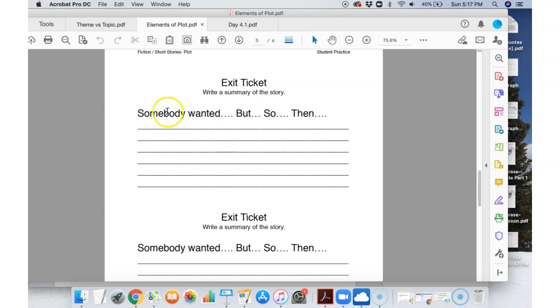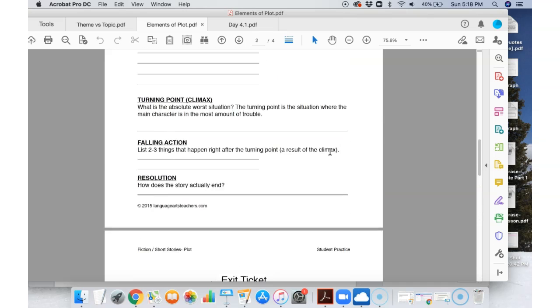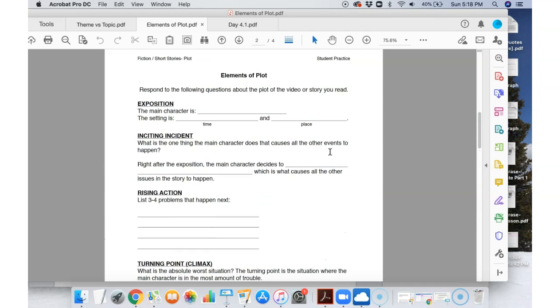So for example, in Jack and the Beanstalk, Jack is the somebody, right? I could say Jack wanted, well, what did he want? Jack wanted to trade his cow for magic beans so that he could get back the items that the giant stole from his family. But the giant caught him, so Jack cut down the beanstalk, then the giant died, and Jack and his mother lived happily ever after. So that's a summary of that story. Okay, so that is where you are headed in these lessons today.